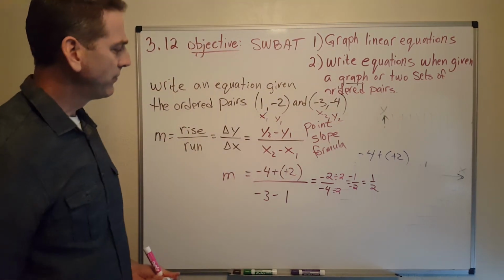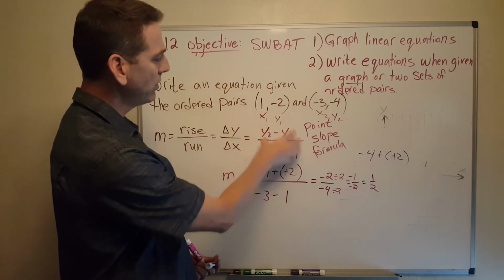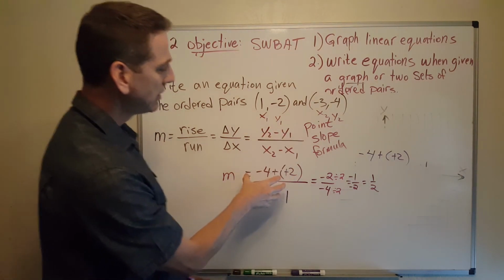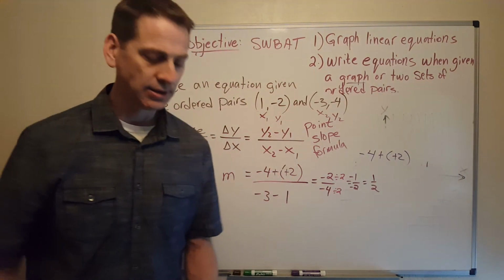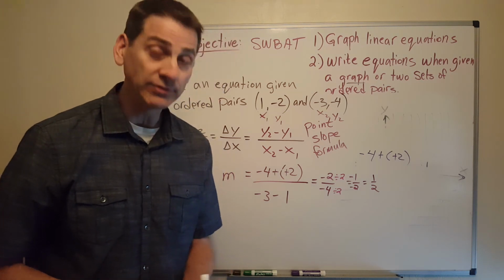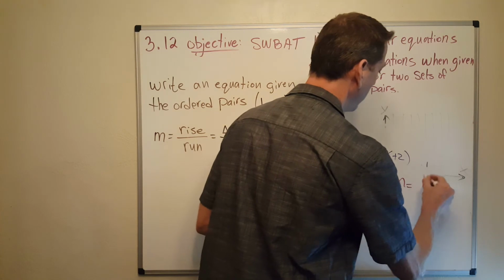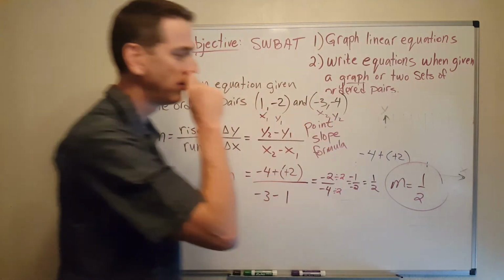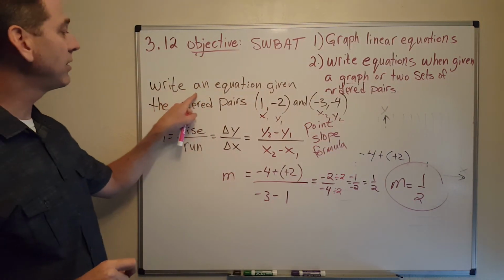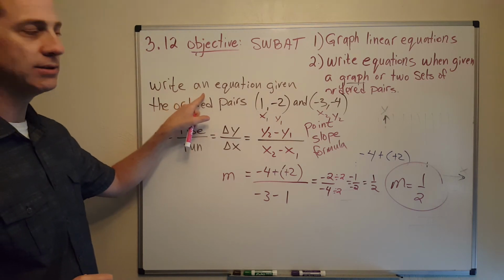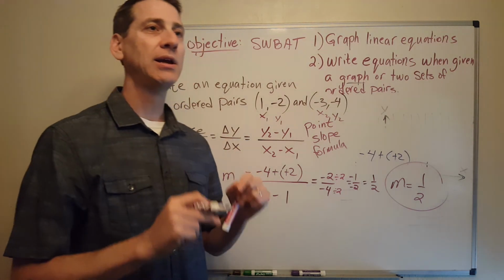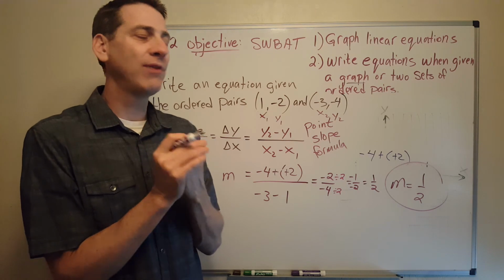All right? So just kind of backtracking, I used my point-slope formula, plugged in my numbers. I went ahead and evaluated those numbers and simplified. Okay, so I get a slope equal to 1/2. Okay, but the question is, hey, write an equation. We still need the y-intercept. How do I find that?